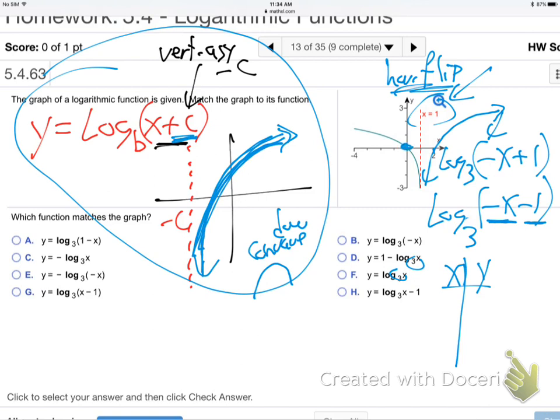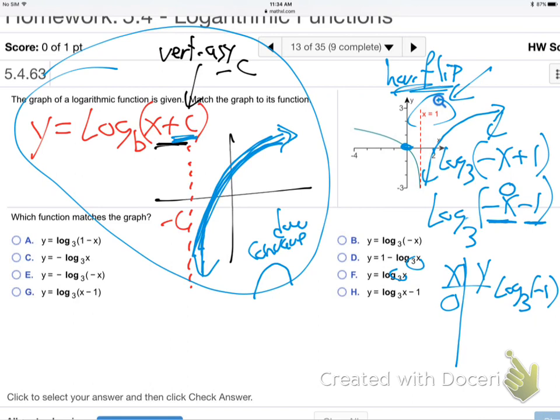Look right here. How about 0, 0? 0, 0 is supposed to be on the graph. If I put 0 in for x, what am I going to get? If I put 0 into this one, I'm going to get log base 3 of minus 1. Is that okay? That's not it.